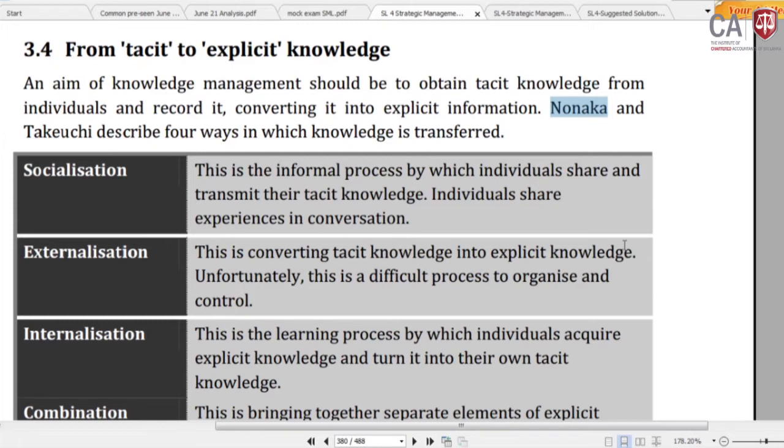So, normally individuals share experience in conversations, right. For example, the tacit knowledge of an experienced employee may be given to a new employee, maybe during lunchtime discussions or in a meeting where he will share his experience. Through that, this new person gets new tacit knowledge. The tacit knowledge of the experienced employee is shared with the new employee, and then that becomes his tacit knowledge, right.